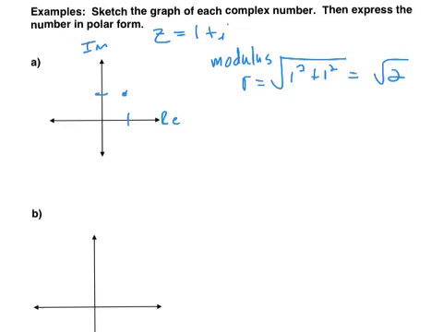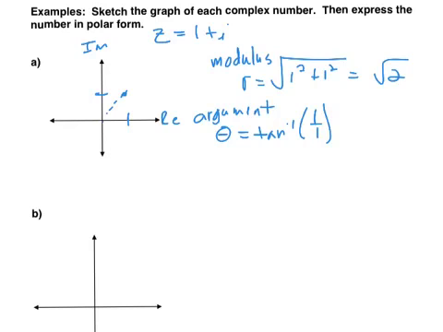The argument, theta, is going to be the inverse tangent. Now, you could possibly just look at this, and you know that since they're both 1 and they're both positive, theta is going to be 45 degrees. But if you weren't sure, you would put it in here, the inverse tangent of 1 over 1.